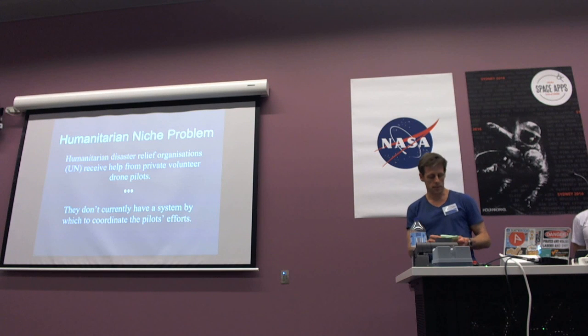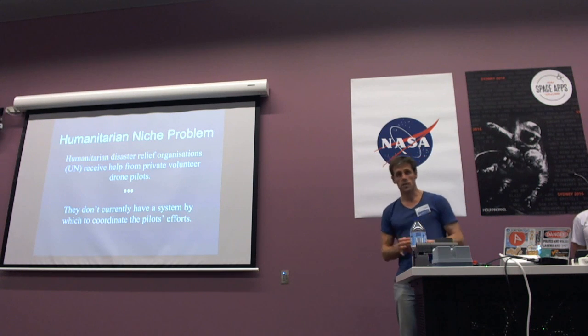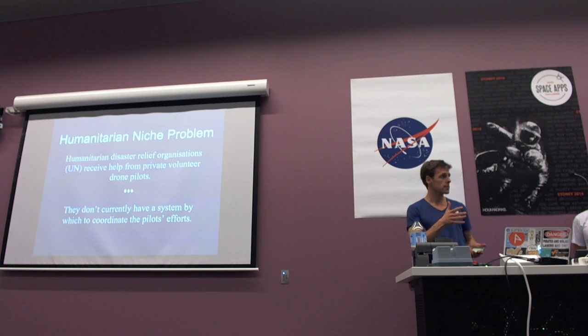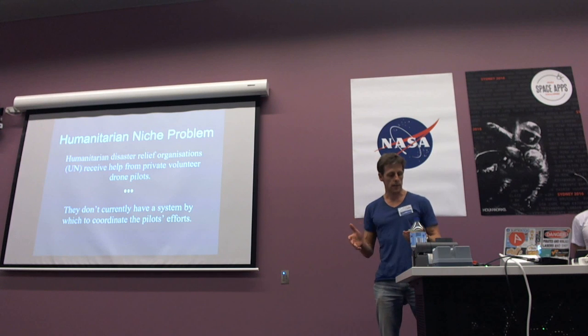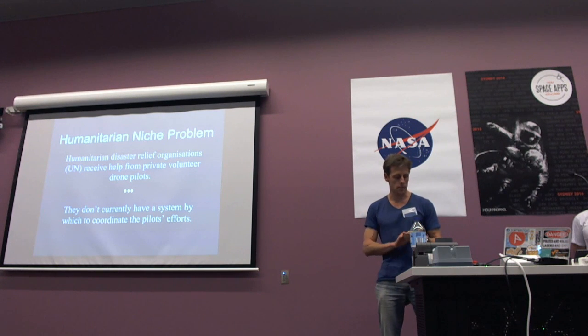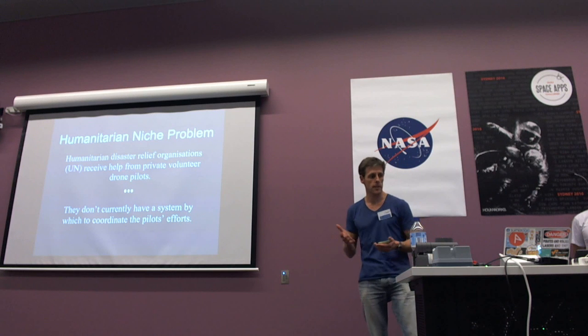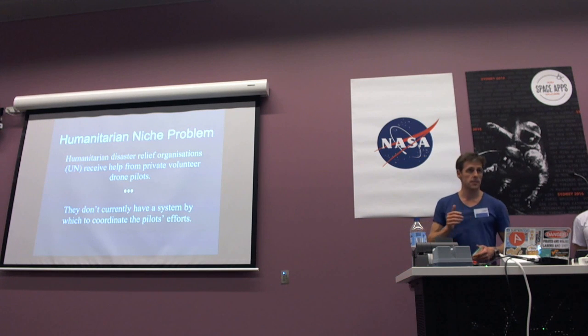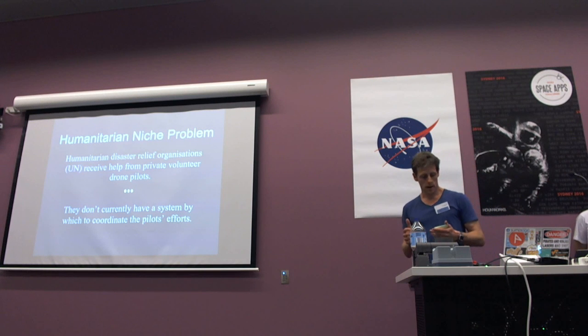There's a humanitarian issue in disaster zones where disaster relief organisations such as the UN, for example, in Ecuador right now, have in the last couple of years begun to receive help from drone operators in the area, freelance sole operators who volunteer their machinery and their efforts. The problem, however, is that there currently is no system to coordinate the volunteer efforts.